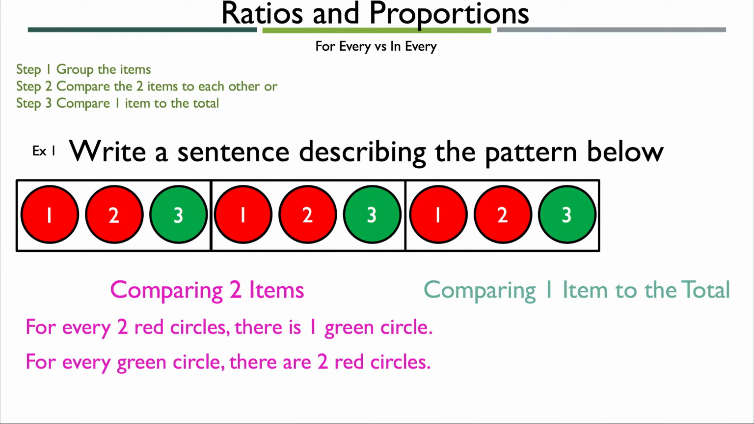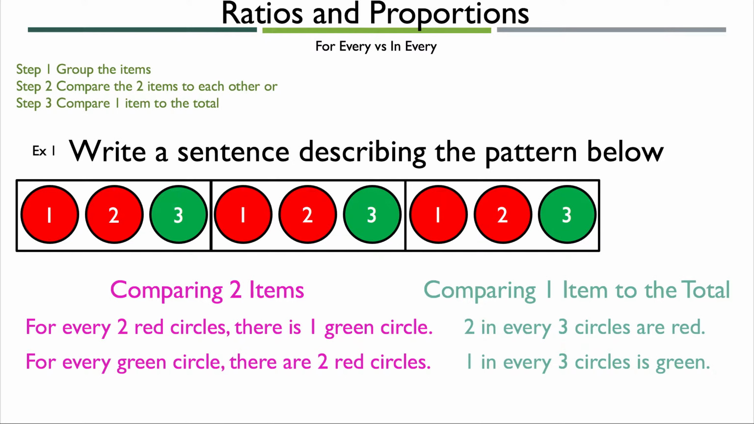So now we're going to compare one item to the total. So we can say two in every three circles are red. So we're just looking at one box or one rectangle. And then now we're going to do the other way. If you guessed it, it is one in every three circles is green. Okay, that's how you compare one item to the total.